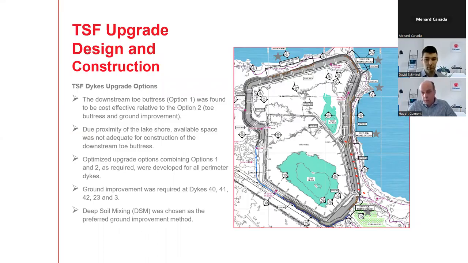Sometimes it was possible, but where all the stars here are plotted, there was not enough space, not enough room for the buttress to be built. So the size of the buttress was too big. And in this zone here, the material was so soft that even a buttress would not have fixed the issue.